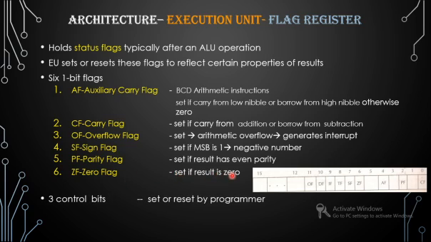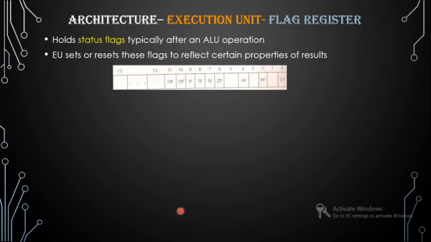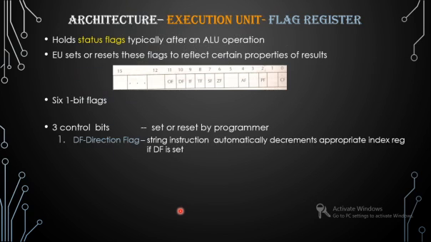Okay, in addition to this, we have 3 control bits which can be set or reset by the programmer. Let us see which are those control bits. The first one is the direction flag, DF. Here you can see the direction flag. If it is set, then the string instruction will automatically decrement.